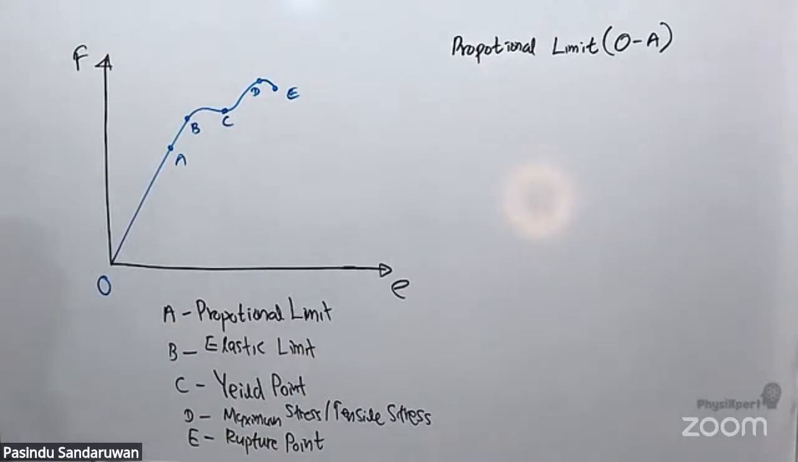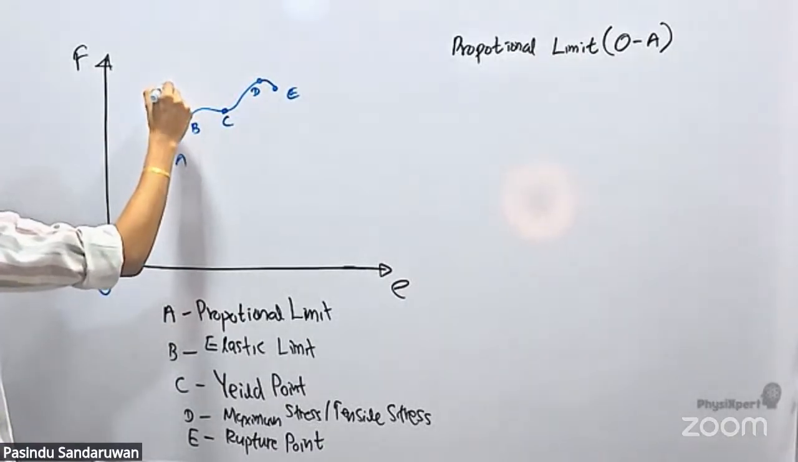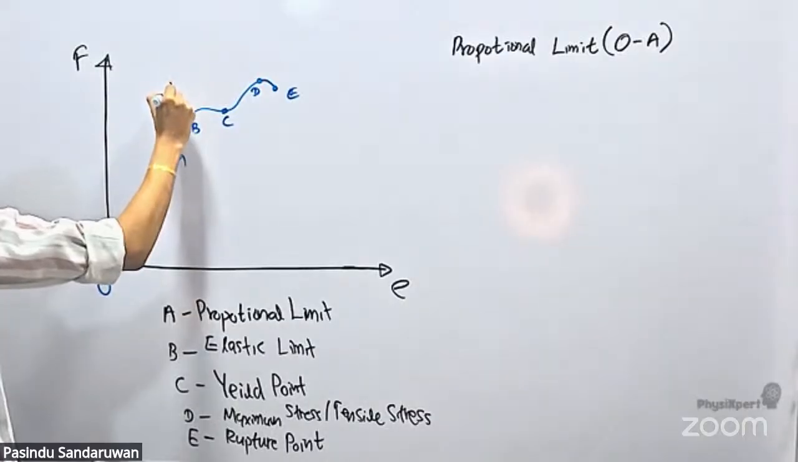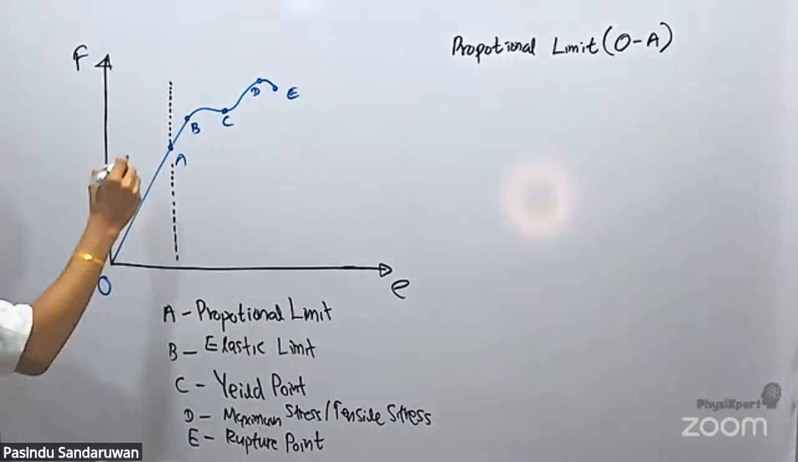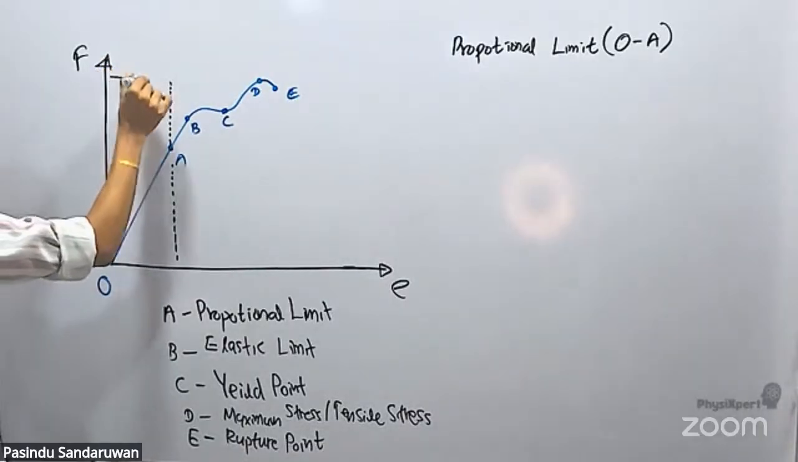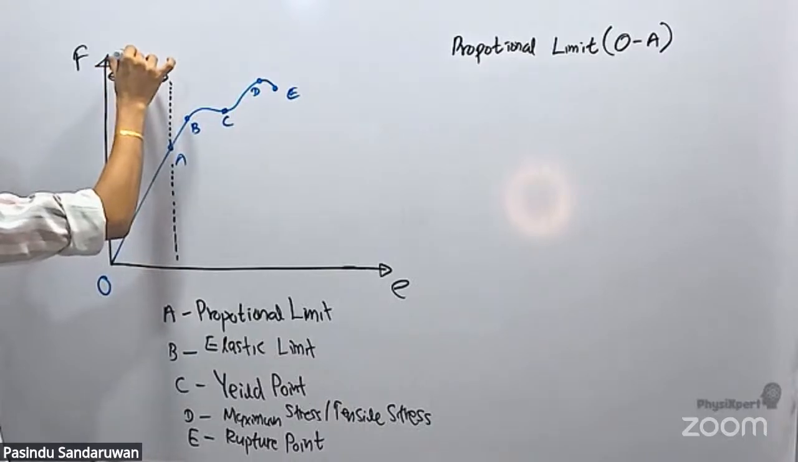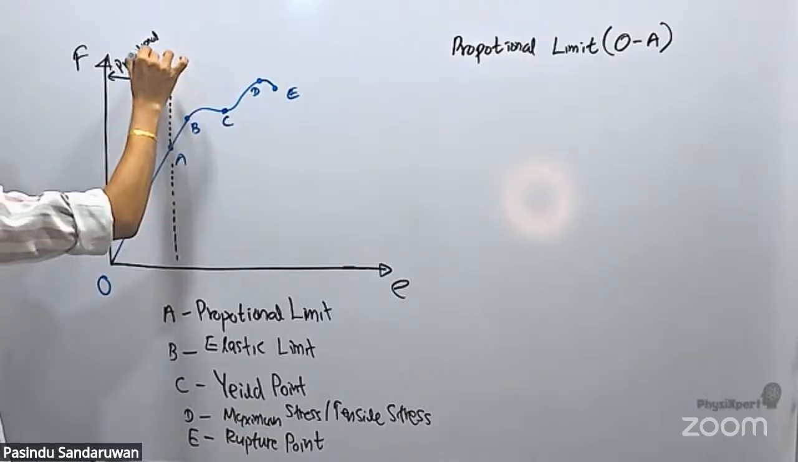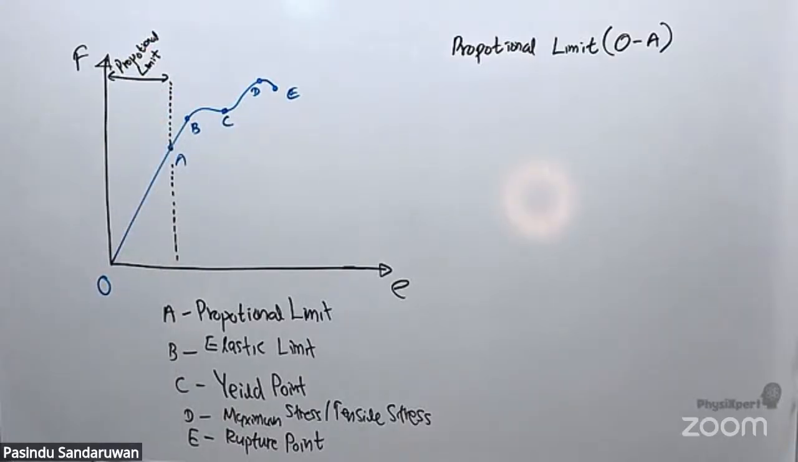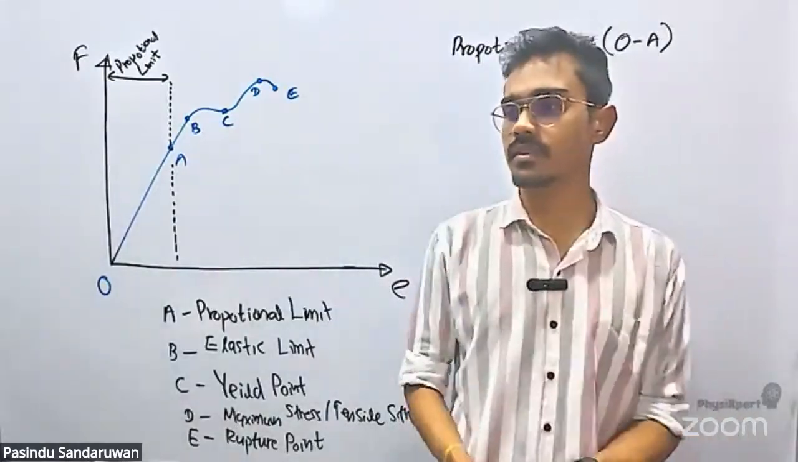So in this diagram also I can mark it, right? OA is proportional limit now. So in the diagram also we can mark. Let me draw this line from here to here, then we can mark this from here to here as proportional limit OA.